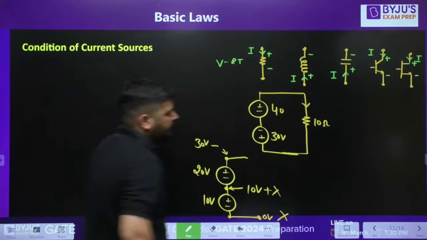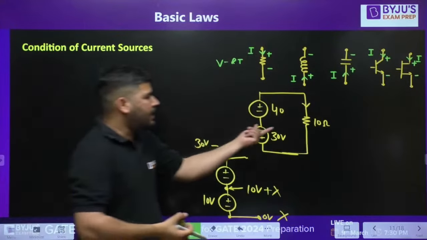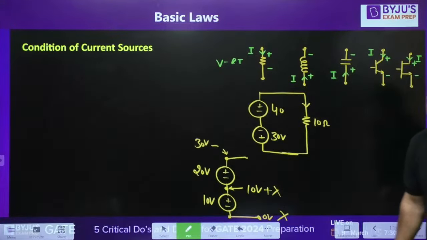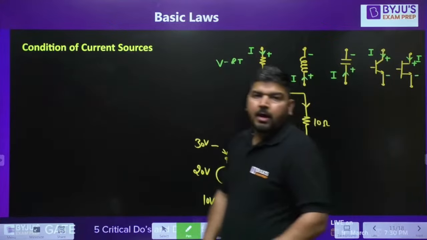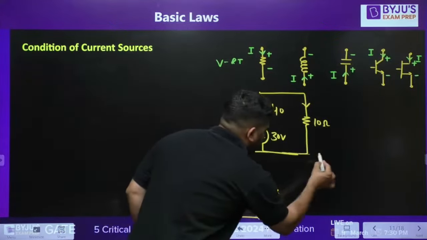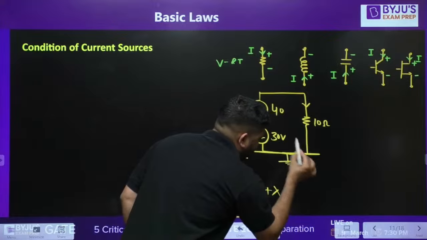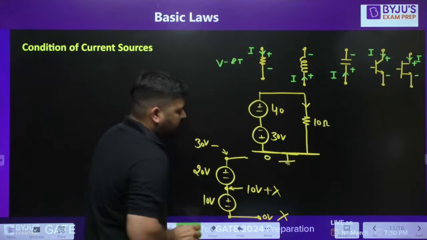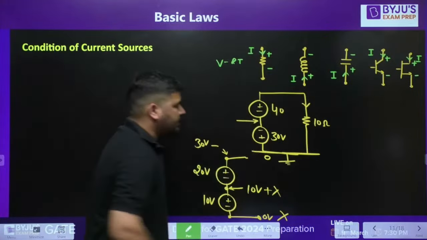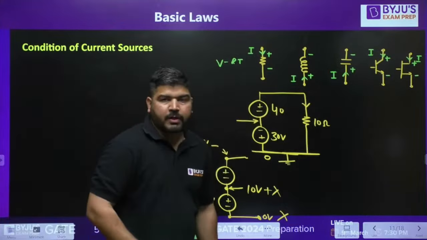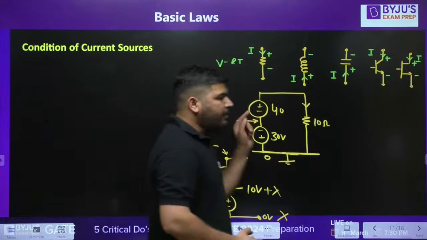Tell me about this current. What is this current, guys? Apply Ohm's law. Now, let's assume that this point is at 0 volt. Let's say this is grounded. If it is at 0 volt, what about this point voltage? Can you tell me, guys?